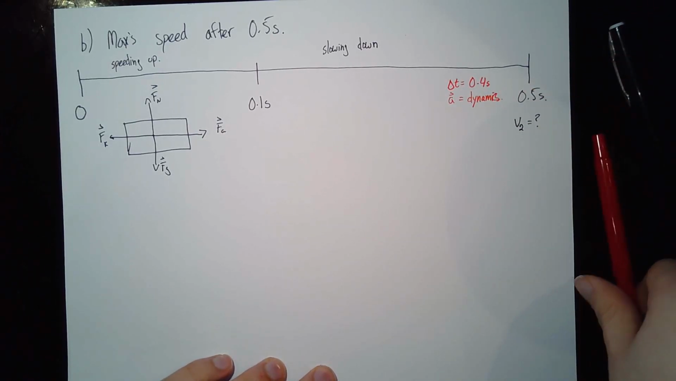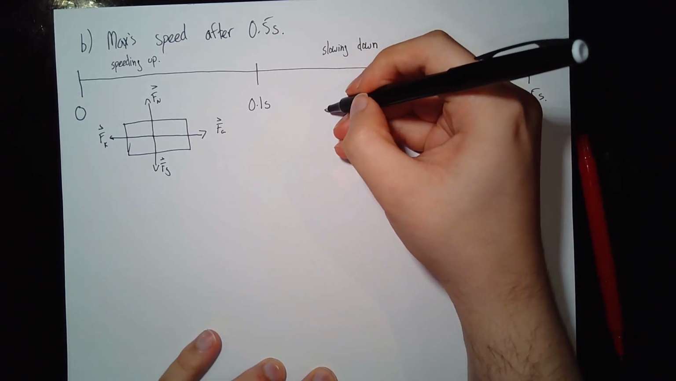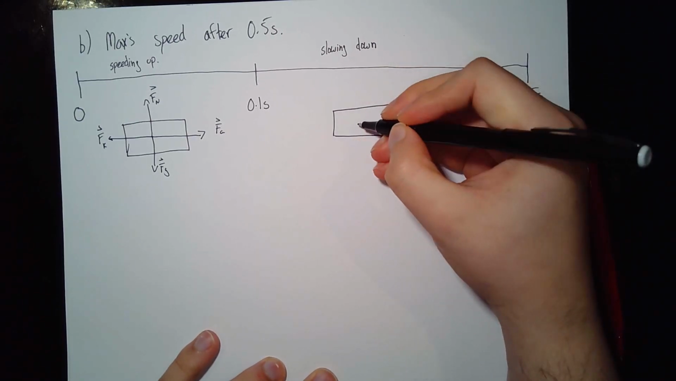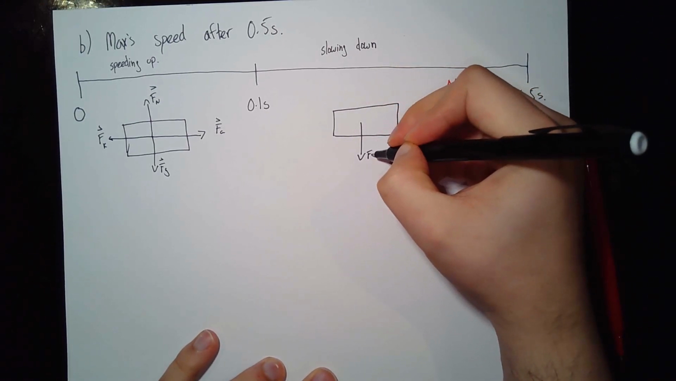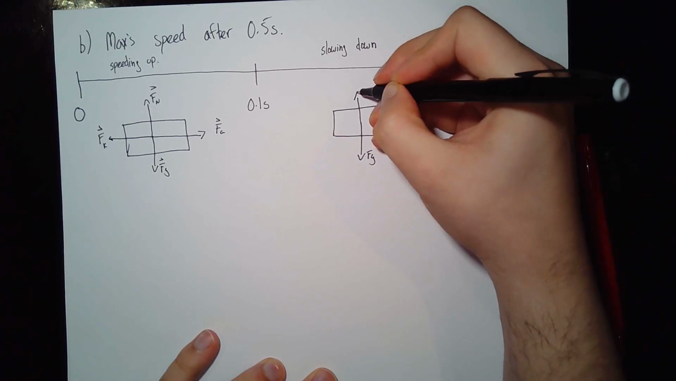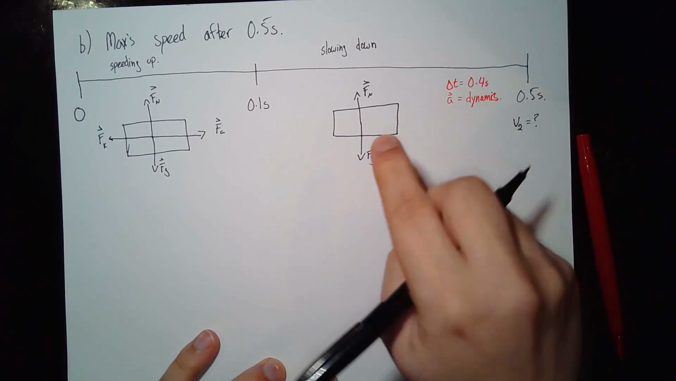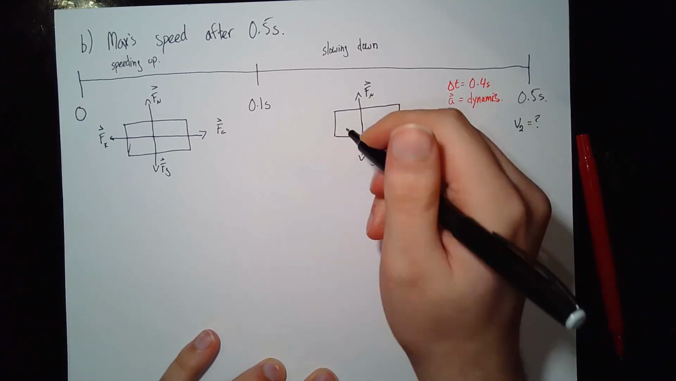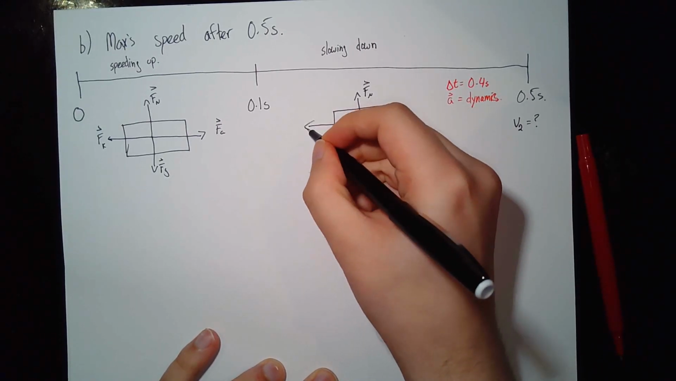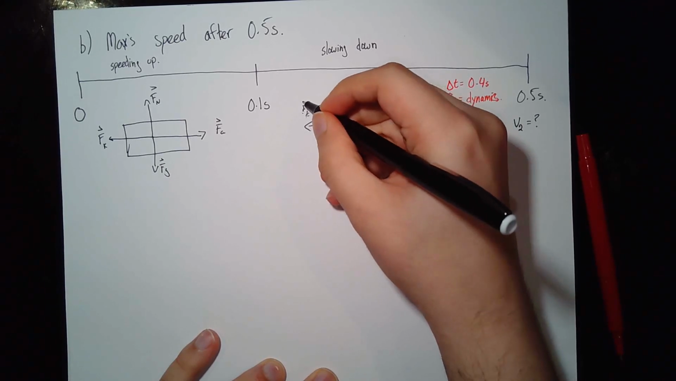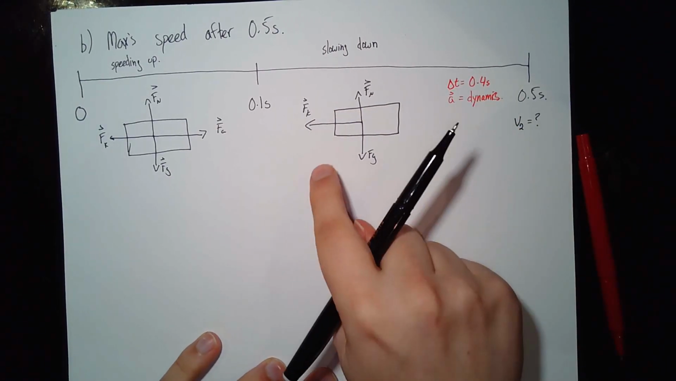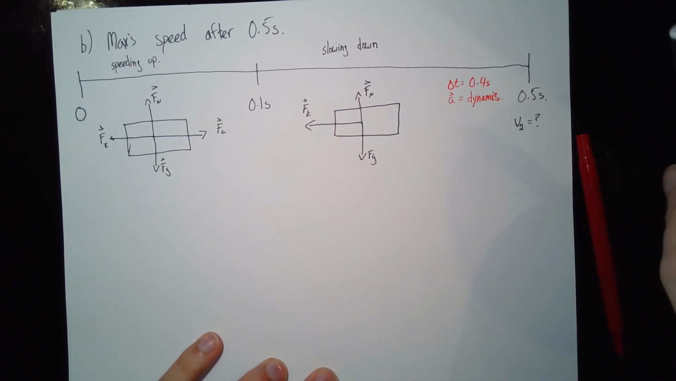For our second situation, when he's slowing down, the free body diagram is going to be similar to the one on the left. We're still going to have our force of gravity. We're still going to have our normal force. But now our applied force is going to go away, so we're not going to have this force. But our force of kinetic friction, since he's moving, is still going to be applied. So we can find our acceleration using dynamics.